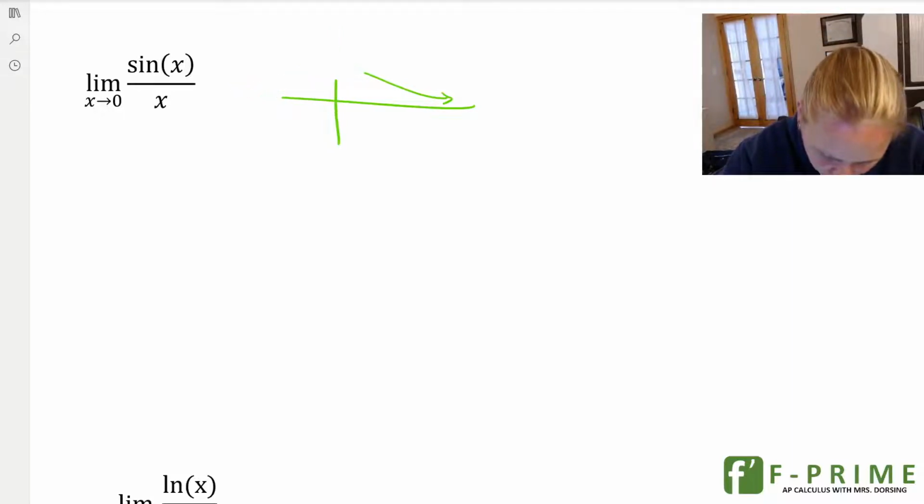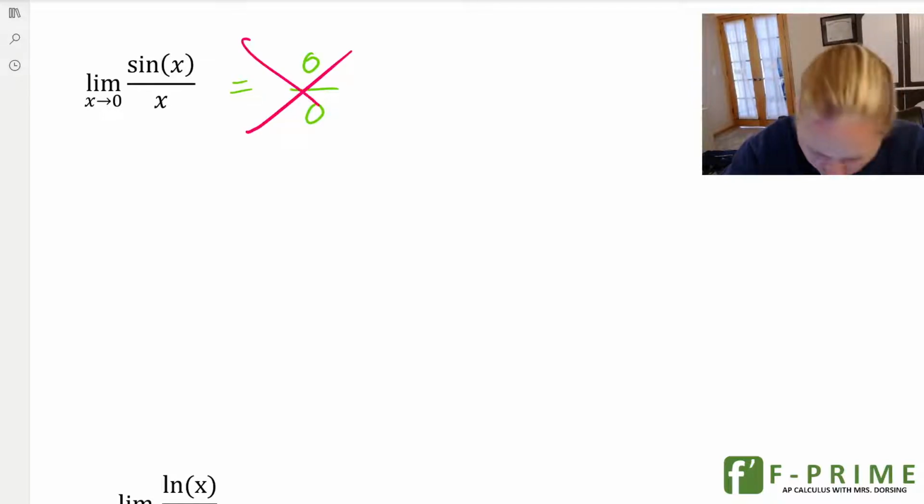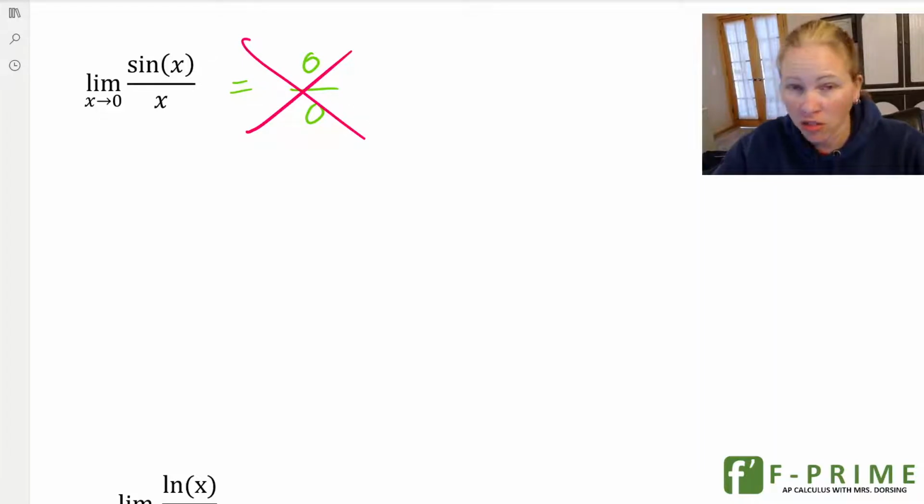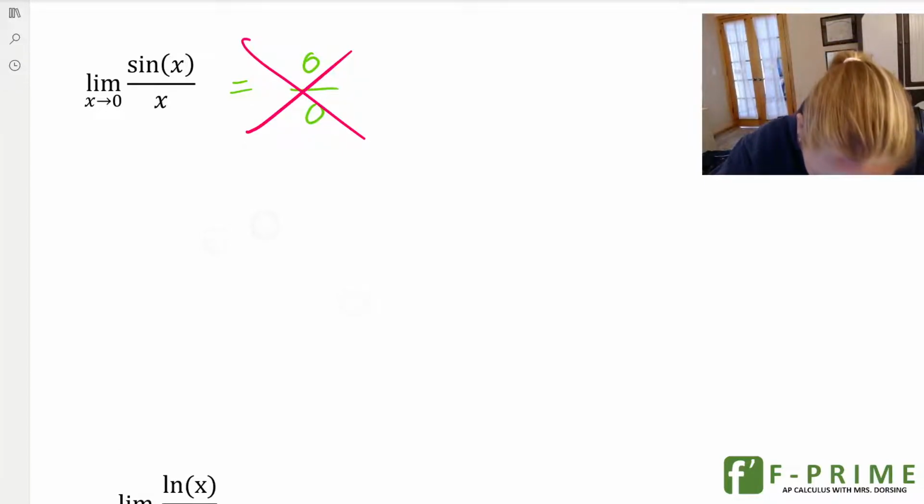So here's the problem. When we put in 0, we get 0 over 0. Oh, and I'm just going to x it out. Leave it alone, don't leave it on your paper. It's ugly. It's going to cause you problems and pain and lose you points. X it out. 0 over 0. No, thank you.